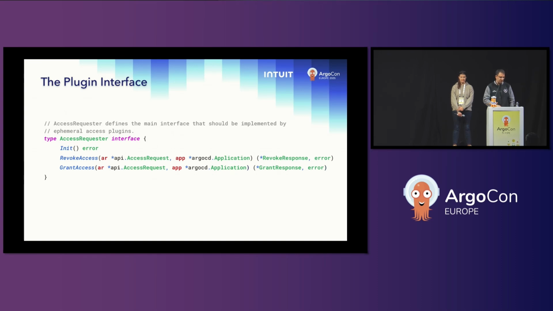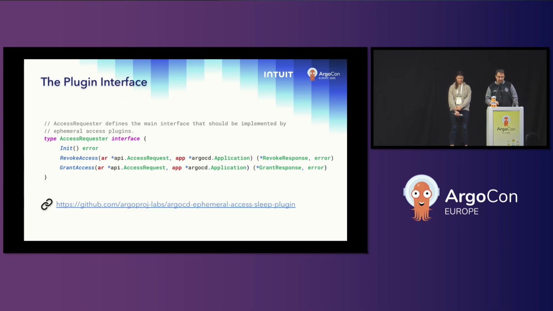Revoke operation is another non-mandatory operation that can be used to clean up some resources if that makes sense for your use case. And grant access is the only one that is really required, that is going to drive the whole process that I mentioned to you. Okay?